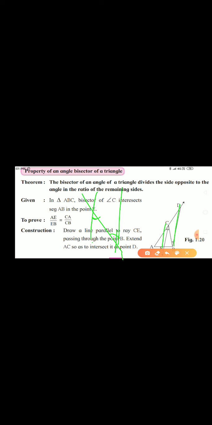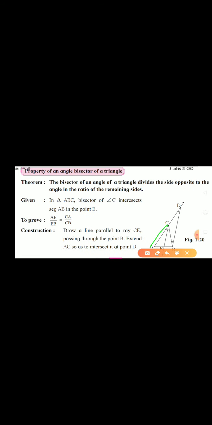So which alternate angles are here in the diagram? Angle ECB and angle CBD. These two angles ECB and CBD are a pair of alternate angles, if we consider CE and BD as parallel lines and BC as a transversal. So see here, ECB is equal to CBD because these are alternate angles.